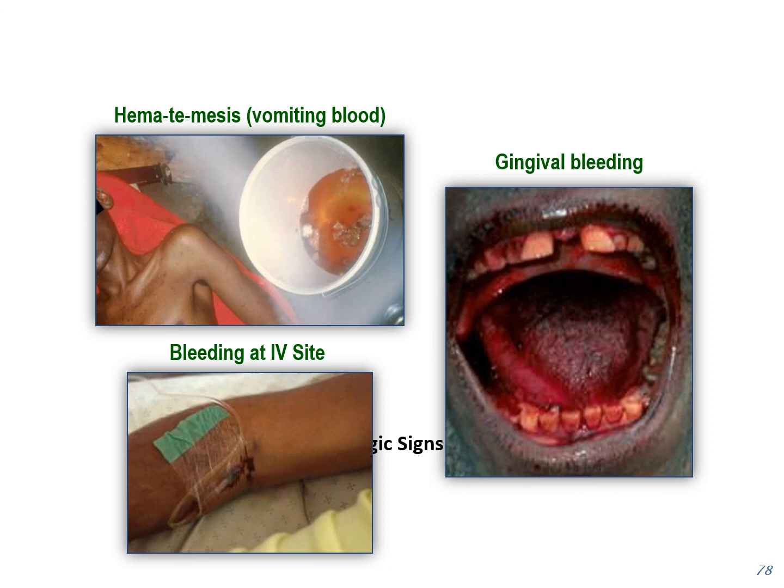And here are some pictures of this, right? Hematemesis is that vomiting blood. You start bleeding at your IV site. They're giving you IV fluids to try to save your life, and then you start bleeding from that. And then gingival bleeding, which is in your gums and your teeth.